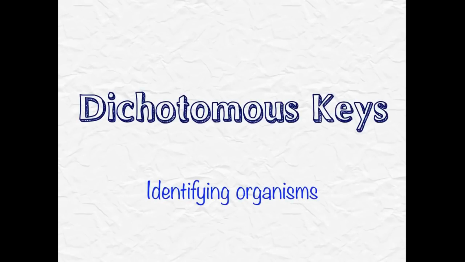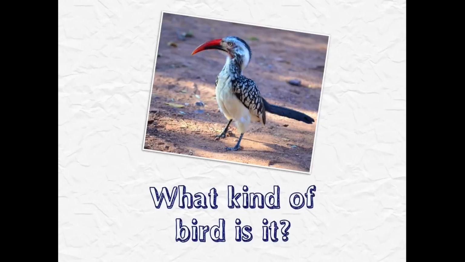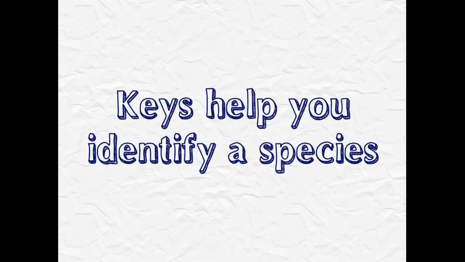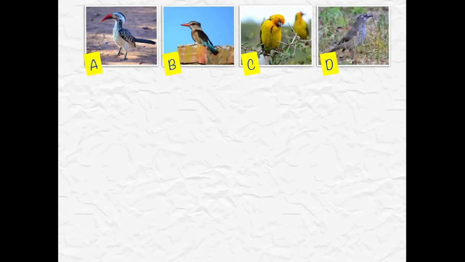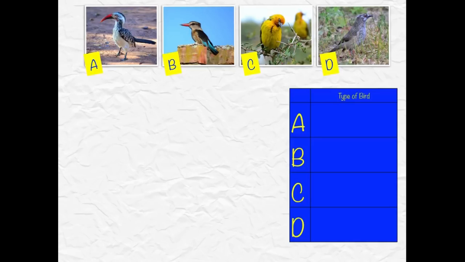Dichotomous keys are something you'll find yourself using a lot in biology. A good example of how they're used is maybe you're looking at a picture of an organism and you want to find out what it is. Keys help you to identify a species. Here's an example of how a key might work. You're given 4 different organisms and you want to identify what the name of each one is.